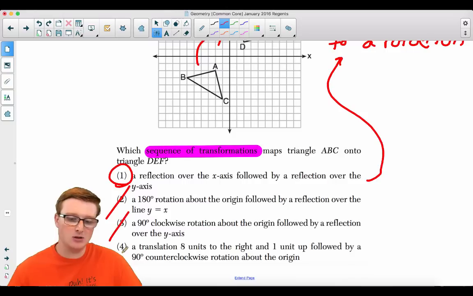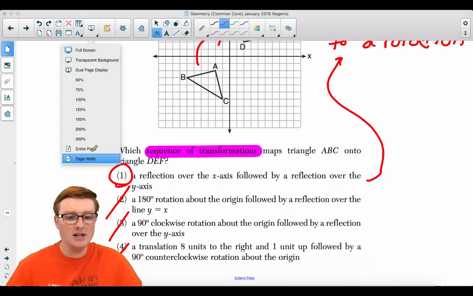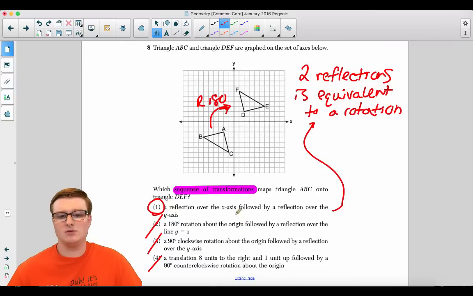The other ones just make absolutely no sense. I mean, it's just doing way too much to put this onto this image. It just makes no sense. So choice 1 is the best answer.